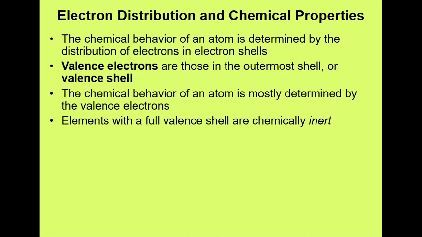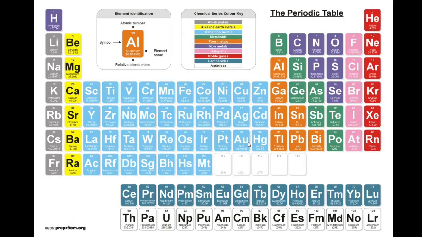So if we go back to the periodic table quickly, okay, there is a group of elements with atoms that have full or complete valence shells, and they're over on the far right hand side of the periodic table. So we can see up here we have helium, neon, argon, krypton, xenon and radon, and these are chemically inert because they have full or complete valence shells.